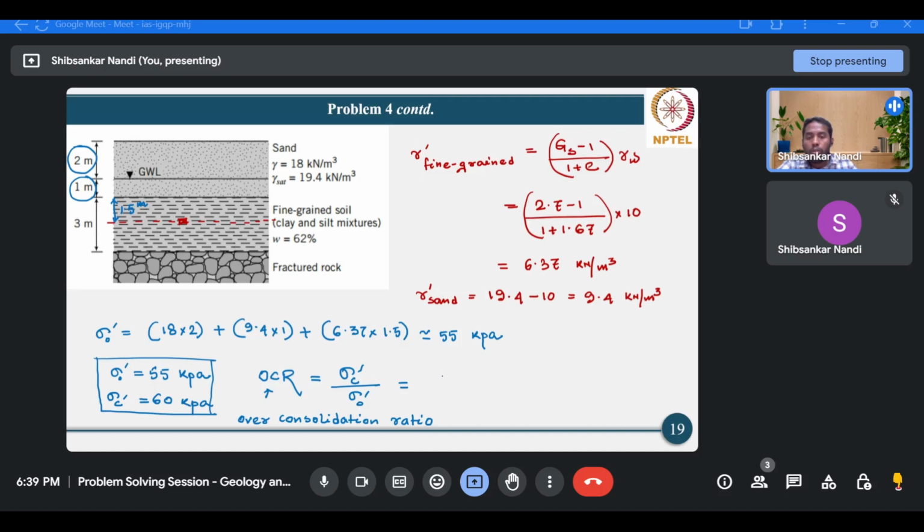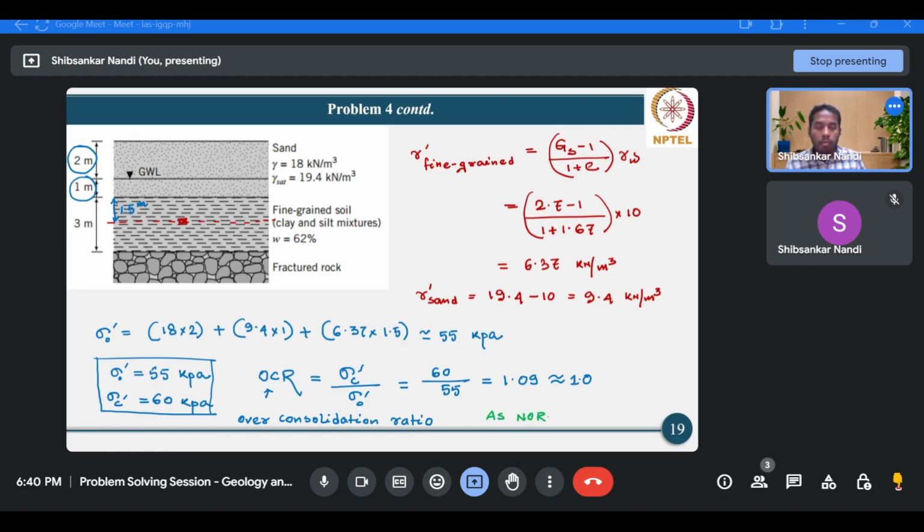So from this ratio also you can conclude whether the soil is normally consolidated or over consolidated. So 60 divided by 55, which is 1.09. Okay, so 1 means it's normally consolidated, but as you can see it's very close to 1. So that's why, at least for this problem, we'll assume this soil as normally consolidated.